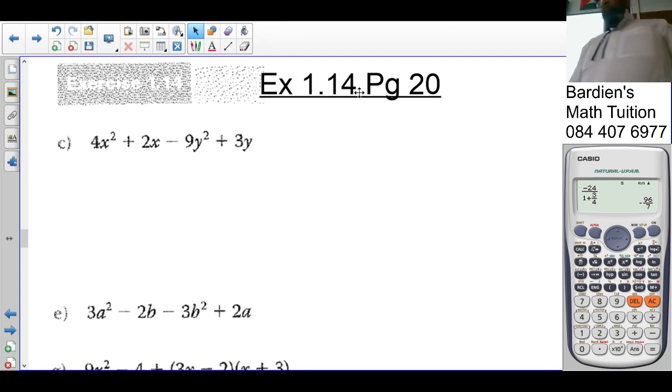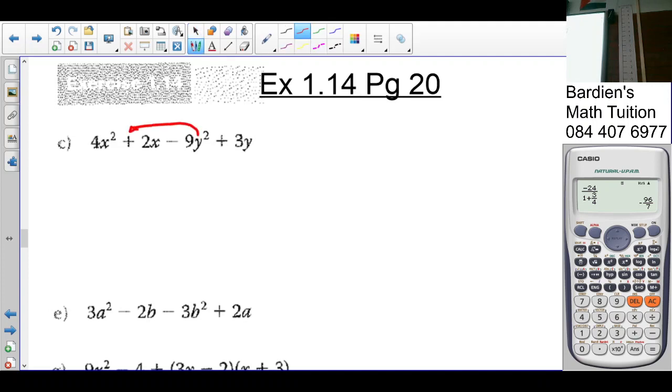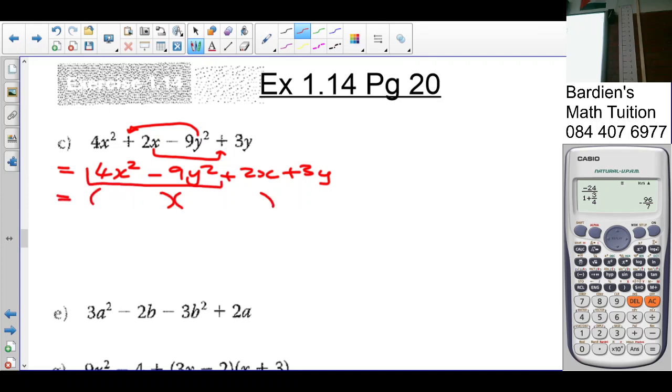Exercise 1.14, page 20. So firstly we need to rearrange. Why? Otherwise you won't be able to take out the common factor. Okay? So again, factorization by grouping. So we're going to say 9y squared plus 2x plus 3y. Remember, the sign is not going to change when I rearrange, so I'm not taking it over the equal sign. So what type of factorization there? Difference of two squares. So it's going to be 2x plus 3y, 2x minus 3y, plus 2x plus 3y. If I put a bracket around here, I'm not changing the value of anything, not so.